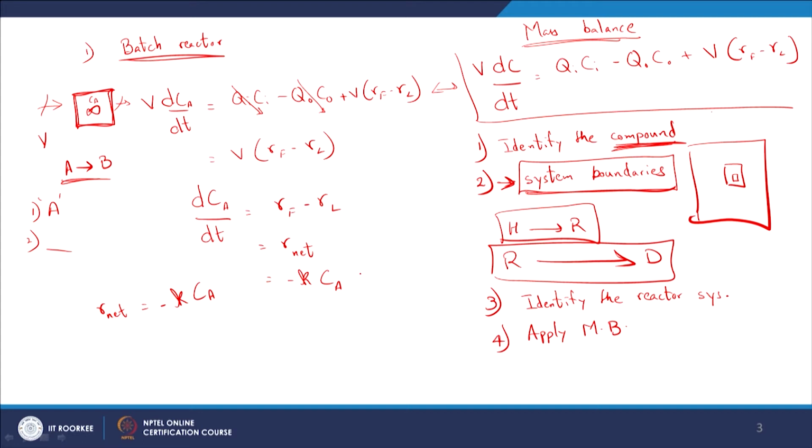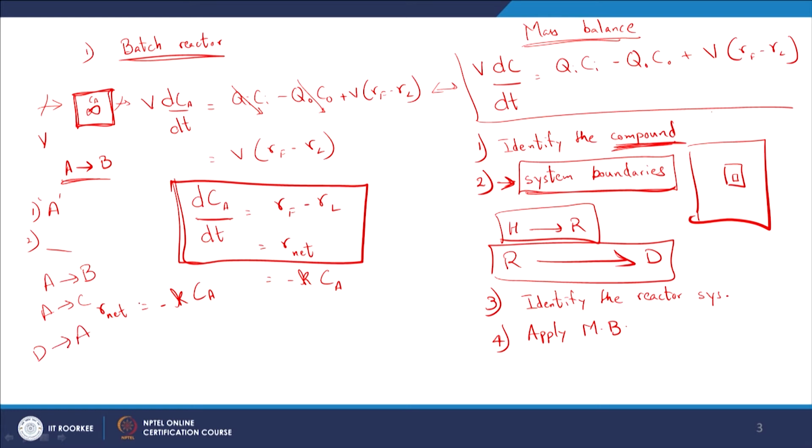So again, if you are just looking at a batch reactor, what is the take home message? I guess this is the take home message for a batch reactor for a particular compound: dC_A/dt or dC/dt is equal to R net. In our example, we said A goes to B is the only reaction we are looking at, but obviously if there are multiple reactions, let us say A going to C or D forming A and so on, you will write down the relevant R net or RF minus RL and you will get the relevant equation.